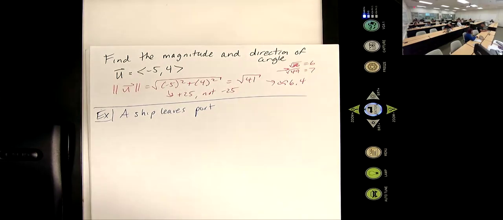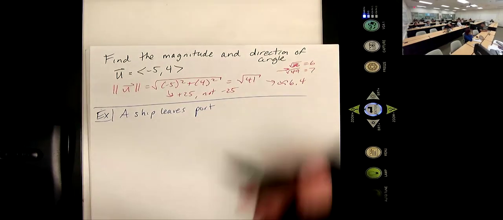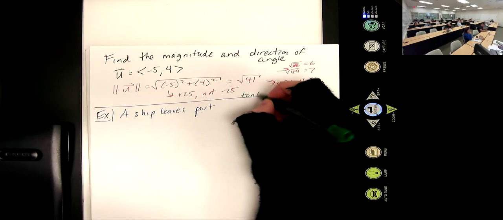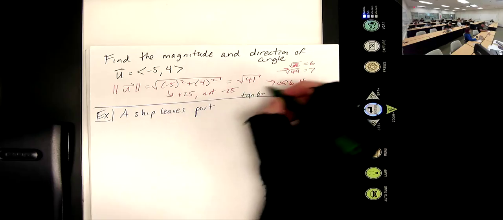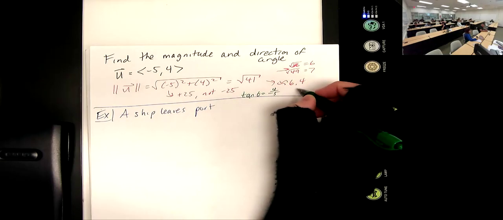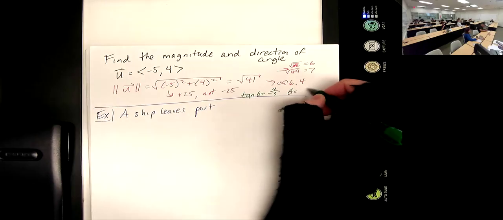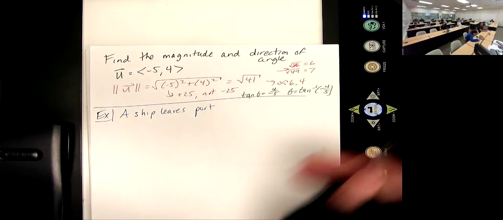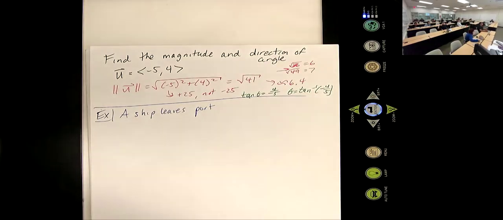Oh, I didn't do the direction angle, did I? So we would have tangent theta equals y over x, which would be 4 over negative 5. So theta is going to equal tangent inverse of that. That's actually an exact answer, but if we want degrees, which is more reasonable, make sure you're in degrees mode. Tangent inverse.